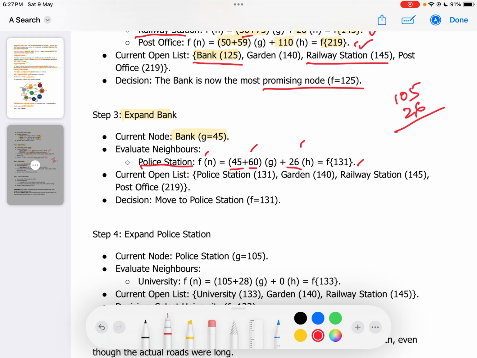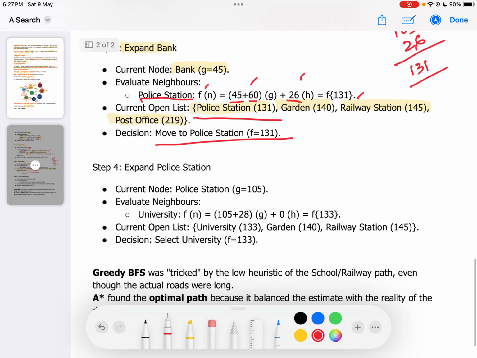Okay, 131. Now the open list is police station 131, garden 140 from here, railway station 145 from the previous list, post office 219 from the previous list. Which is the lowest now? We have police station. So the decision is to move to police station. Now it will expand police station.